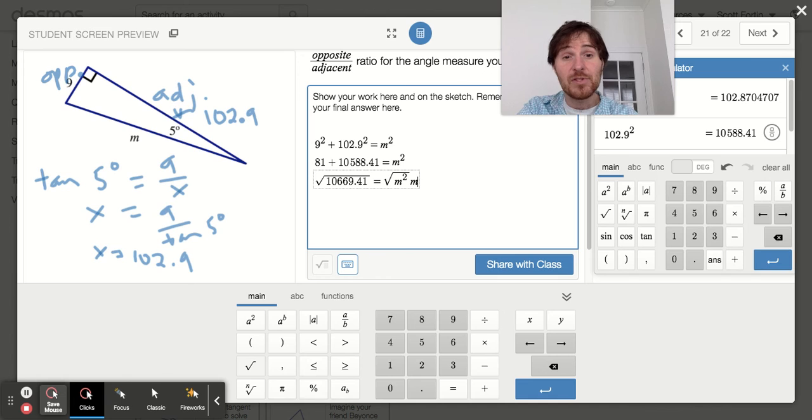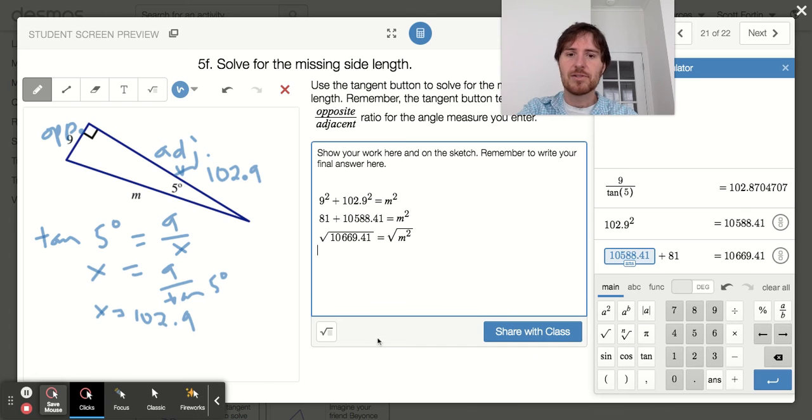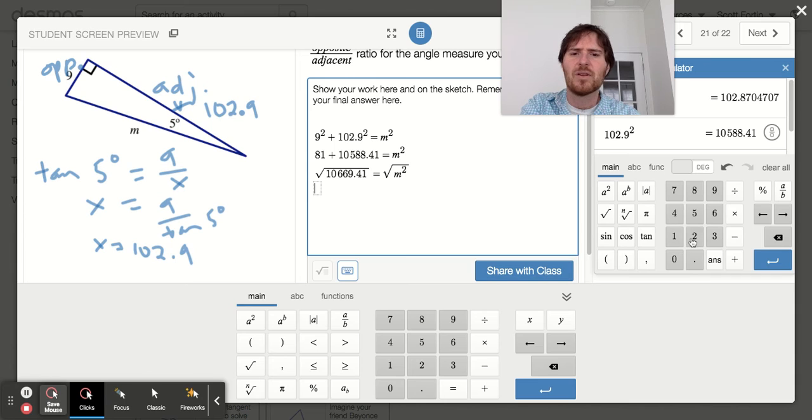Because the square root of m squared, right? That's just the side of m squared, which would be m. Okay, so let's do it, guys. Teachers take their time. I'll take my time.